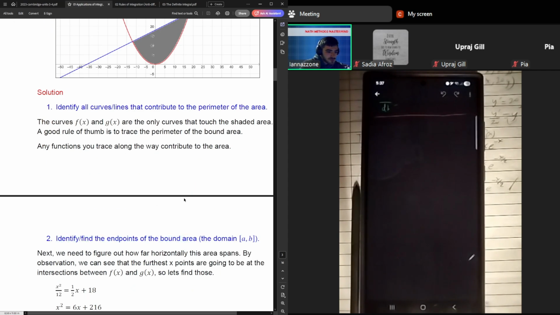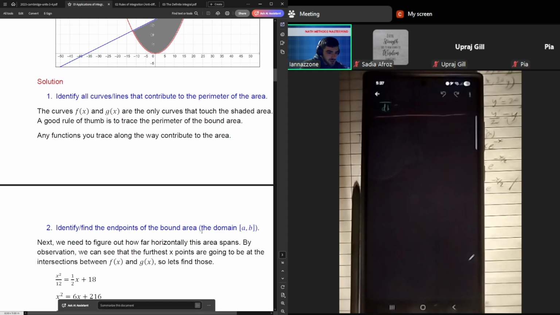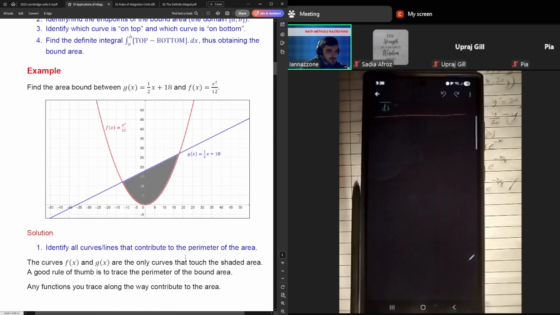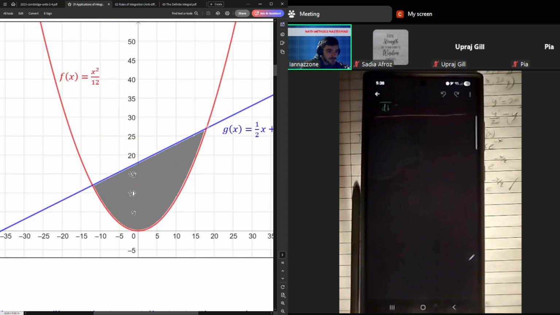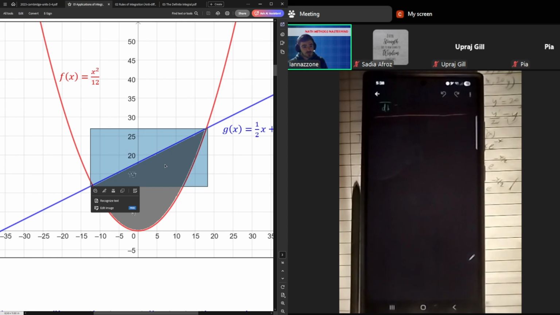Next up, we want to find the endpoints of the bound area, more specifically the domain of the bound area. So we want to figure out horizontally how far does this span. If you have a look horizontally, you'll find that in this case specifically, it'll be the intersection points between the two functions. We'll see another example where that won't necessarily be the case, but in this case it certainly is. The horizontal span of that area is from the two intersection points.